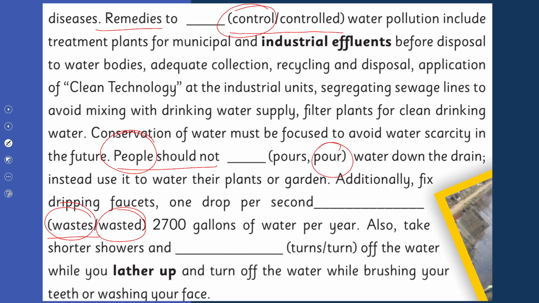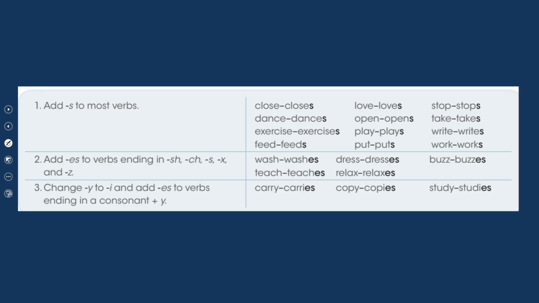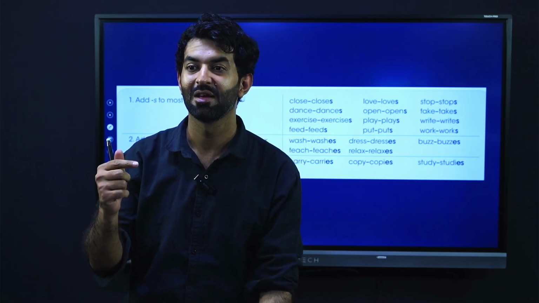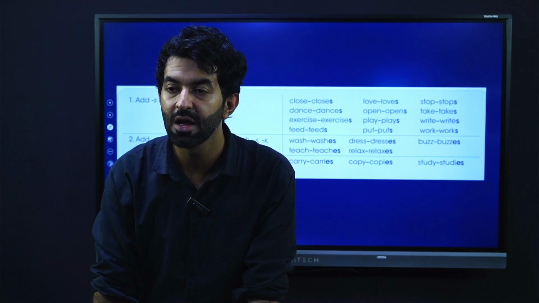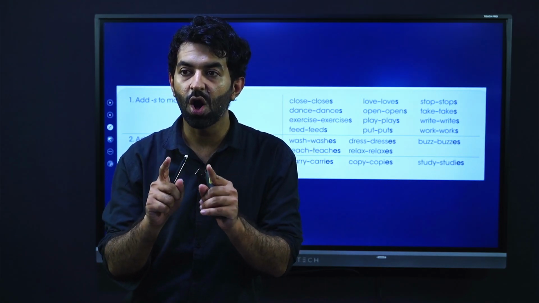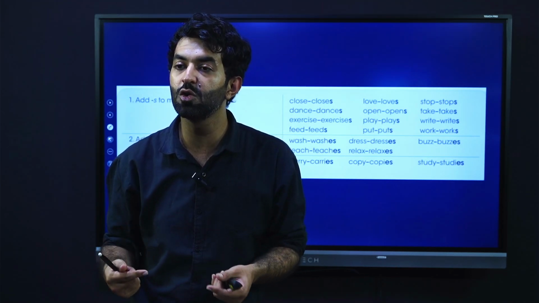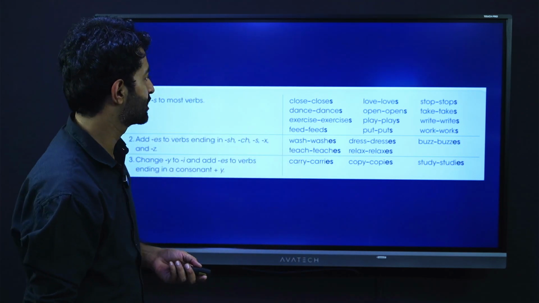2,700 gallons of water per year. Also take shorter showers and turn off the water while you lather up, and turn off the water while brushing your teeth or washing your face. So that was a little activity to make you understand, though there were still some students who were saying the options incorrectly. First we will read carefully what we are talking about. If we talk about the current situation, then we will use the verb according to the present.